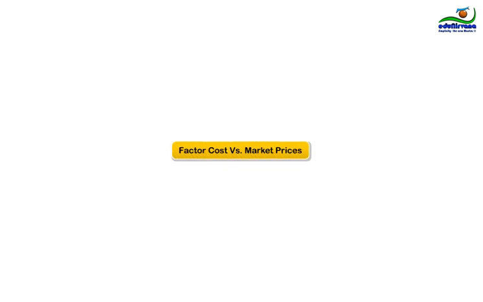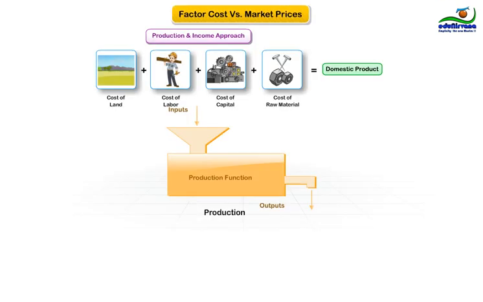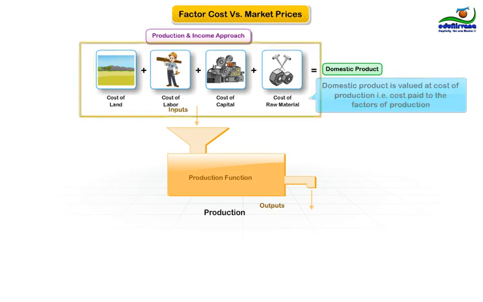Factor cost versus market prices. The production and income approach measures the domestic product as a cost paid to the factors of production and is known as domestic product at factor cost.